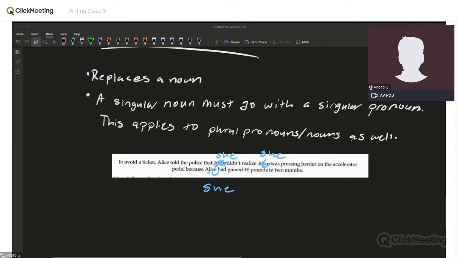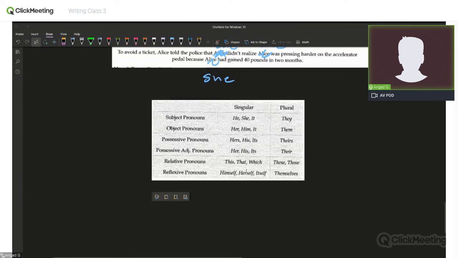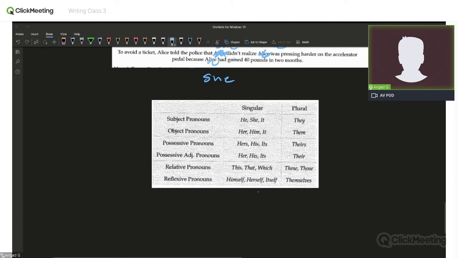So I'm going to give you guys a quick list of pronouns so you can remember them. I'm pretty sure you would have already familiarized yourselves with these, but if you have not, here you go. Subject pronouns: he, she, it. Then there's a plural version, which is they. Object pronouns: her, him, it, them. Possessive pronouns: hers, his, its, theirs. Possessive adjective pronouns: her, his, its, their. Relative pronouns: this, that, which, these, those. Reflexive pronouns: himself, herself, itself, themselves. All right.